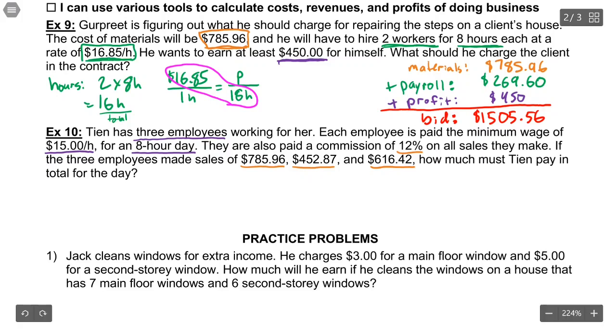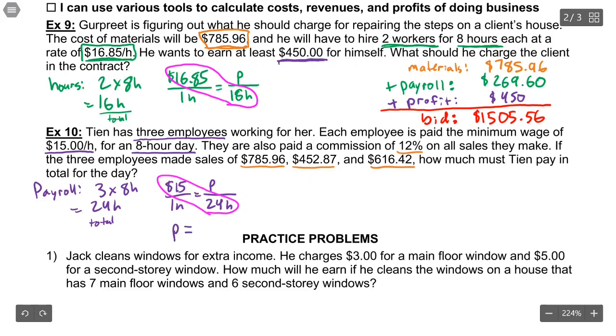Well, let's just figure this out the exact same way. So her payroll is going to be 3 workers times 8 hours is 24 hours total. The wages she pays is 15 per 1 hour, and she's paying for a total of 24 hours. So when we cross multiply and divide, well, dividing by 1 doesn't matter, but when we cross multiply, we get that her total payroll is $360 even.